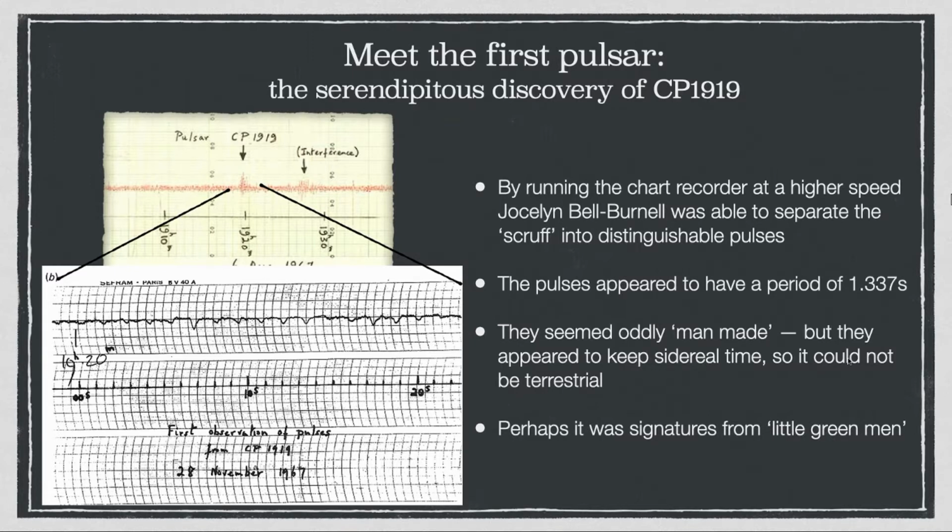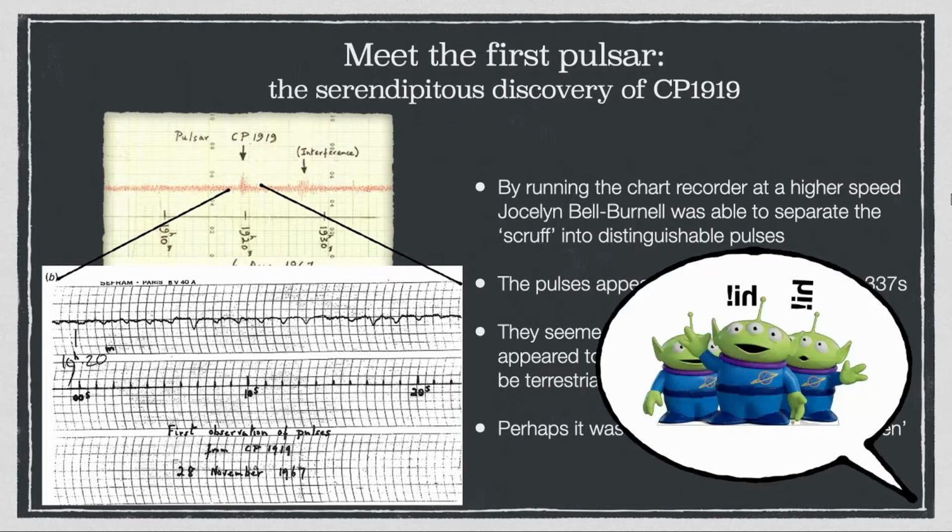And now it's confusing, because it's keeping sidereal time, which makes you think that it's not terrestrial, but what on earth would have such a strict periodicity? That does seem like something that we humans tend to build. And actually, it's at this point that they also played around with the idea that maybe it was communication from extraterrestrial civilizations. So little men may be saying hi at a 1.33 second rate.